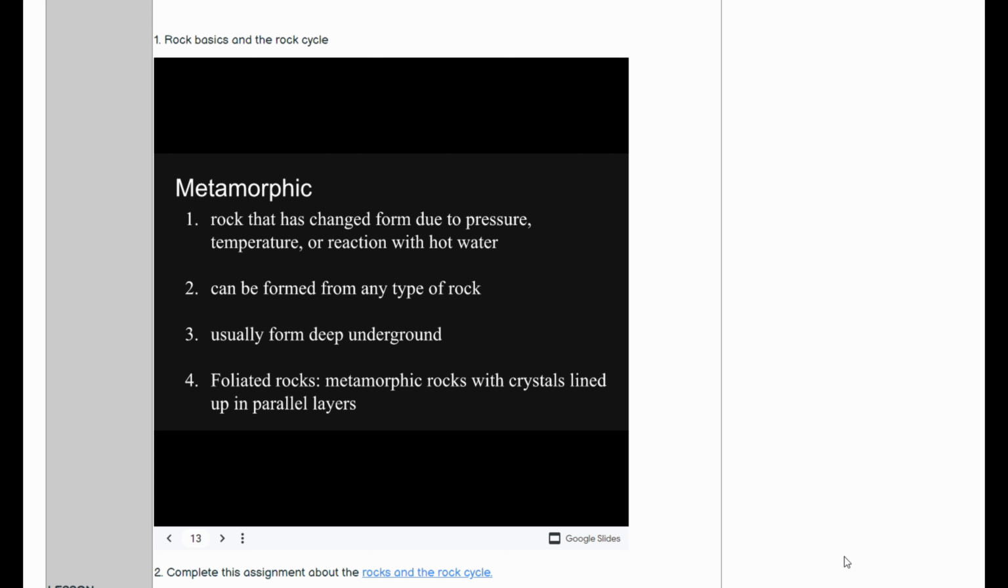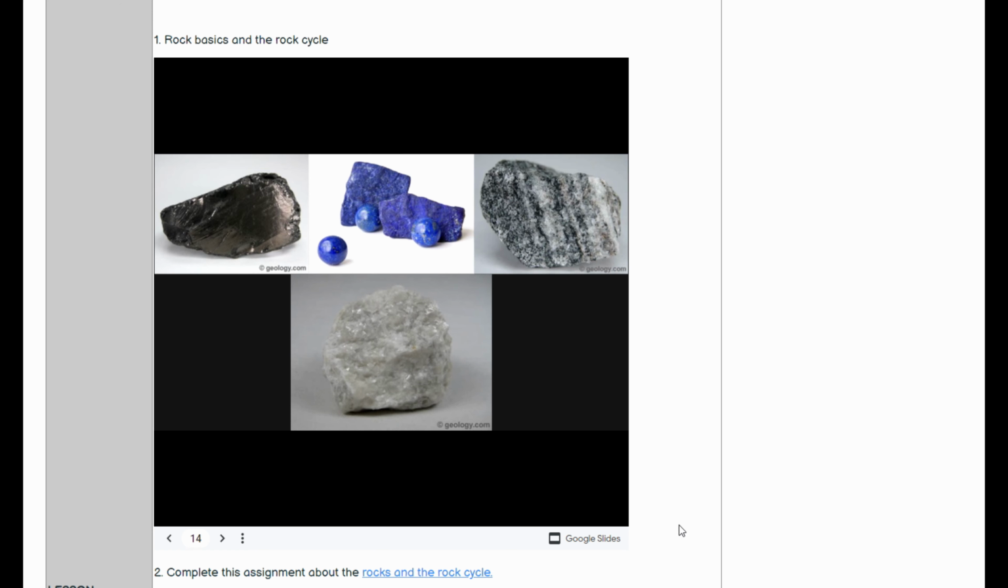They're going to create either foliated or non-foliated rocks. Metamorphic rocks are generally going to be foliated. They're going to have crystals that are lined up in parallel layers. Examples of metamorphic rocks.